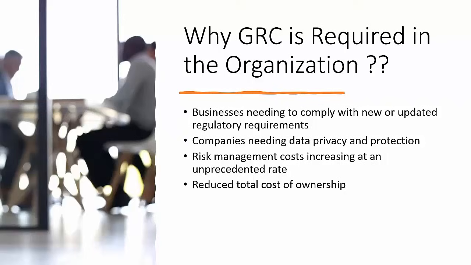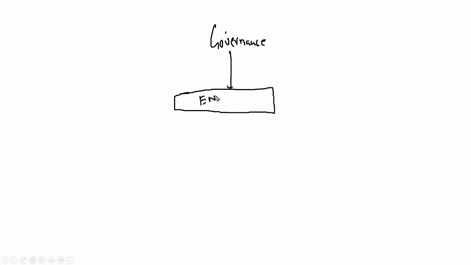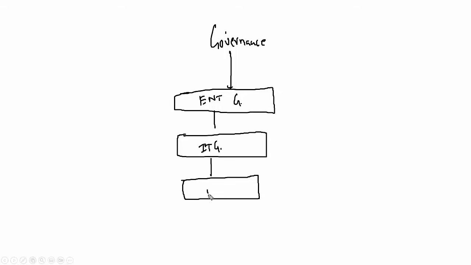As we're talking about information security specific GRC, we have different types of GRC functions. We have different types of governance functions. If you go by the governance element, the first part is called the enterprise governance. Then further, we have IT governance. Then we have information security governance.